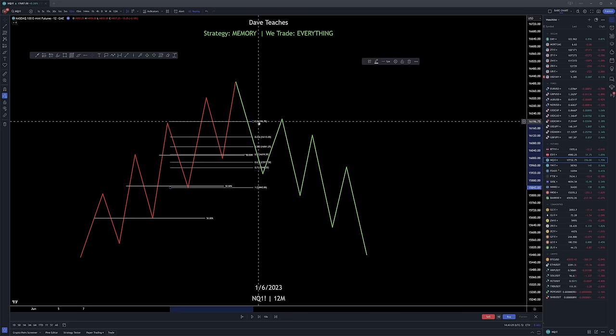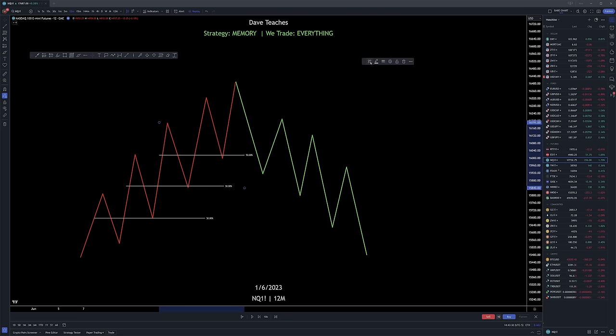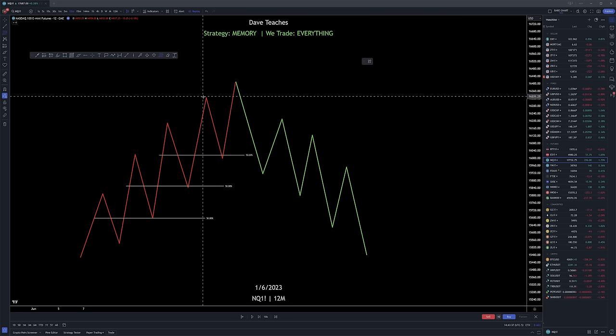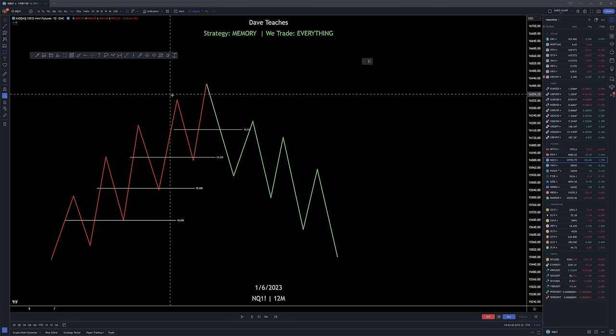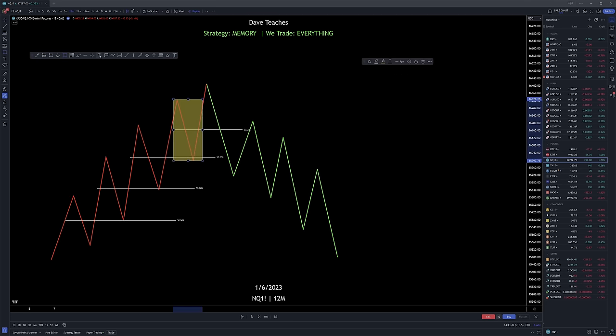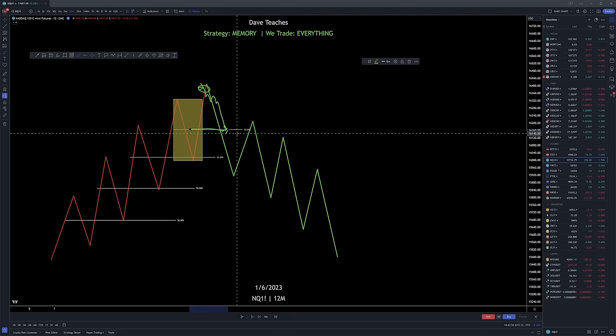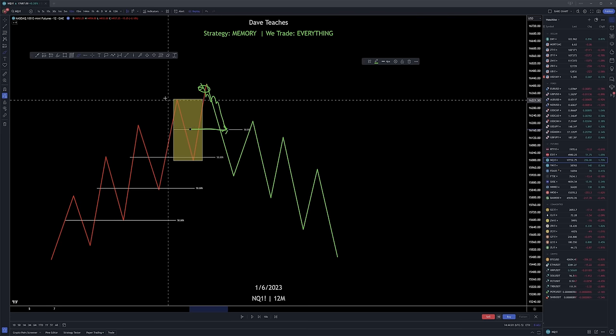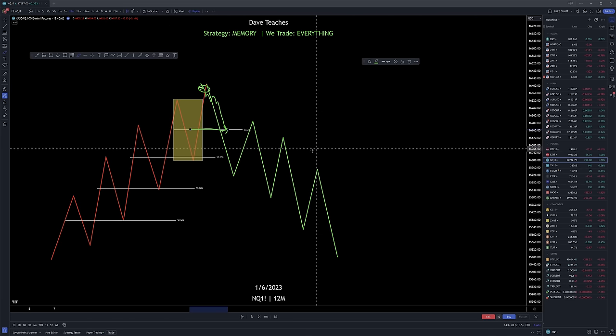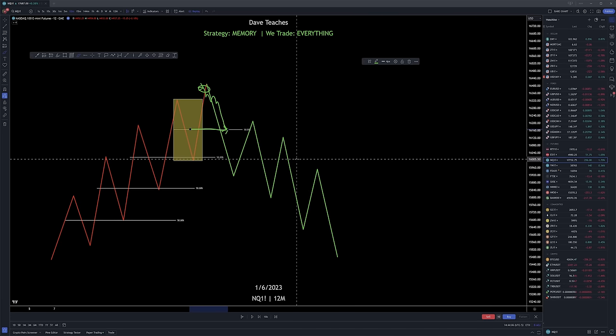So let me actually get back to this one. So look at this. We have this down move that traded up above and put in a high, right? And shifted back into that 50%. But what happened here? And this is what a lot of you guys need to understand. Just because you mark out a swing doesn't mean that it's going to hold. I marked it so the market has to respect it? No, this does not mean it's going to hold.